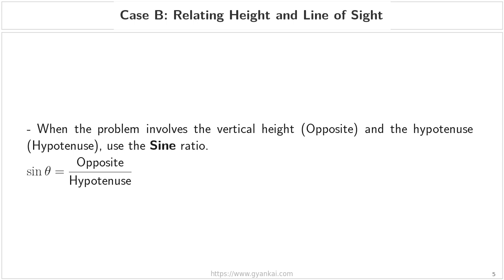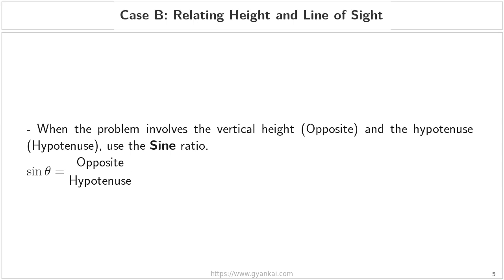So, when your problem involves the vertical height, which is our opposite side, and the hypotenuse, you should use the sine ratio. Mathematically, we express this as sine theta equals the opposite side divided by the hypotenuse. Now, let's move on to case B.